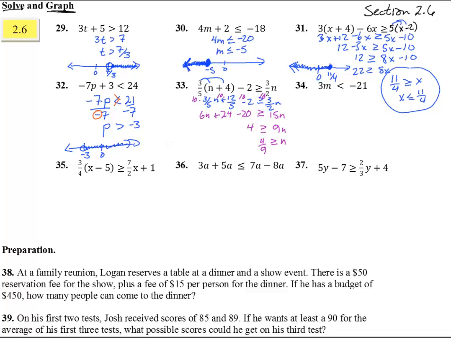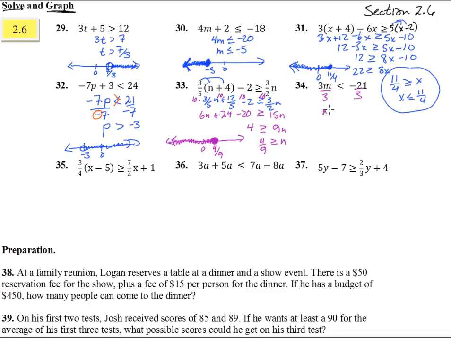Let's put that on the graph. And here's 0. We're going to zoom in a bit so I have some space. 4/9, and n is on the smaller side of 4/9. So all of these are colored. All those are possible numbers for n, and this is a circle, but it's got an equal sign in it, so we are coloring it in fully. There we go. Number 34. Let's divide by 3. Divide by 3.